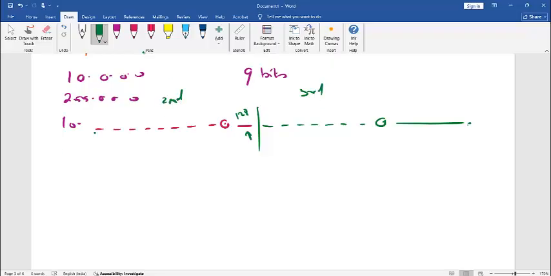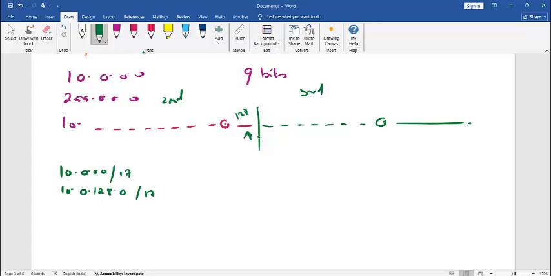Correct, yes. 8 plus 1, so 9. 10.0.0.0 slash, what is the value? Slash 17. The next network will be 10.0.128.0 slash 17. Why am I adding in the third octet?